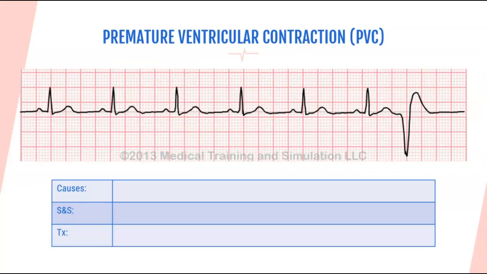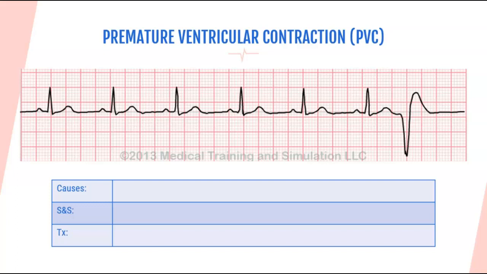Causes of PVCs can include hypoxia, caffeine, alcohol, low potassium, MI, exercise, or stress. Signs and symptoms: the patient may or may not have any signs and symptoms, but if they do, it will include palpitations, lightheadedness, fatigue, and they can have decreased cardiac output if there are frequent PVCs.